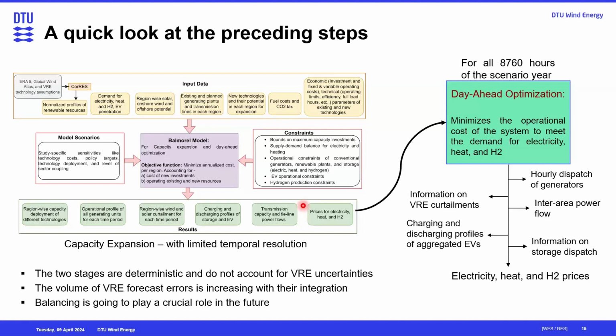And then also we know how much storage is being dispatched, so how much flexibility we have there, the charging and discharging profiles of aggregated electric vehicles, and most importantly, the price profiles of electricity, heat, and hydrogen.